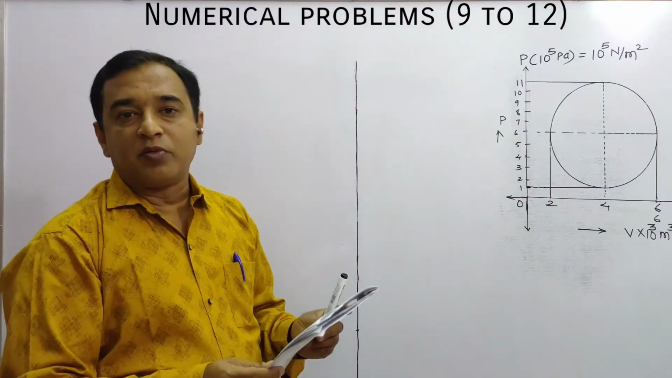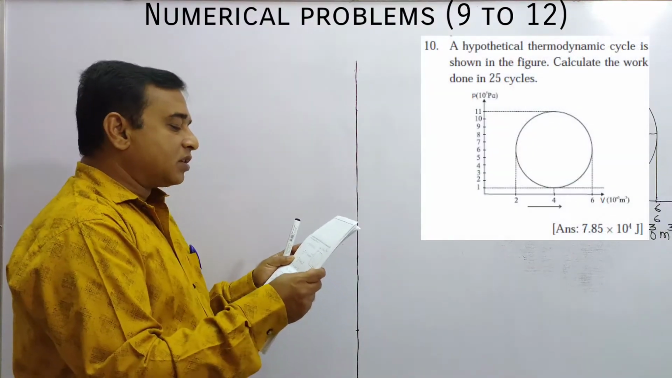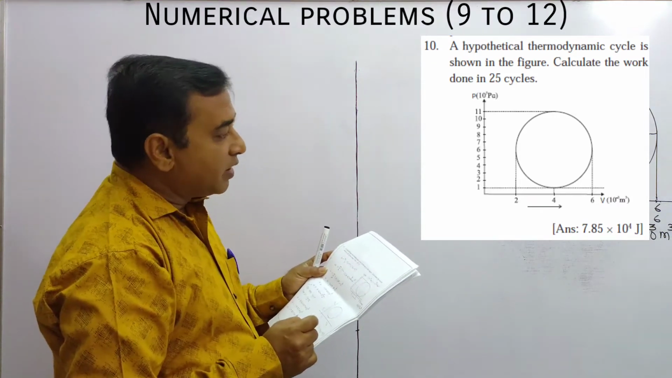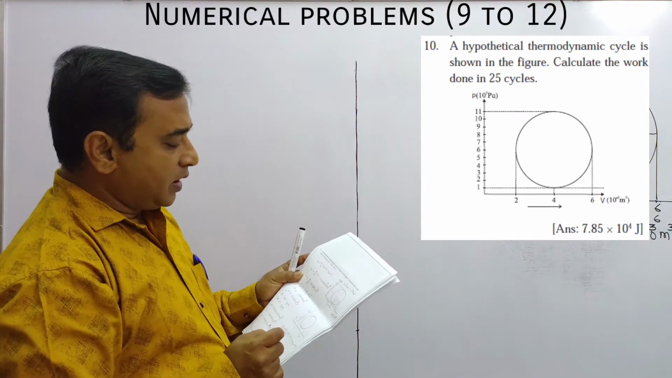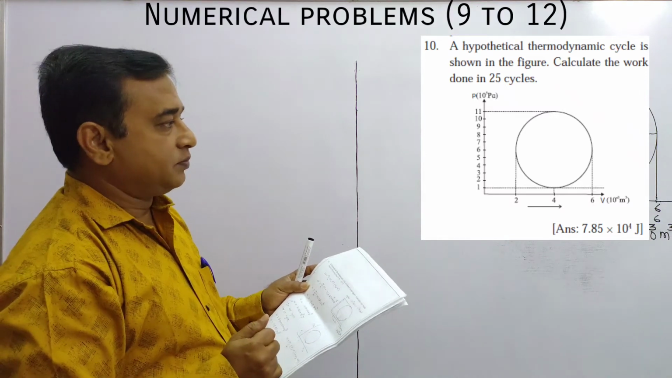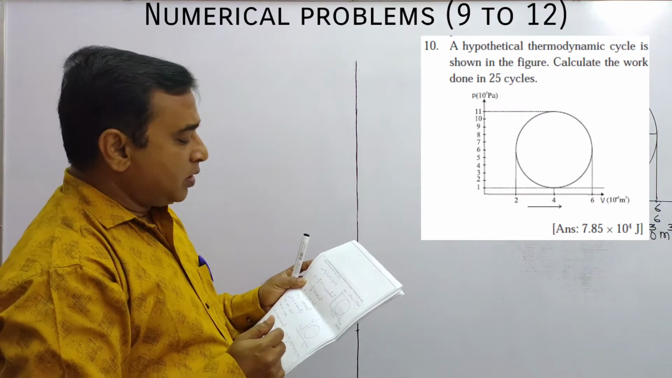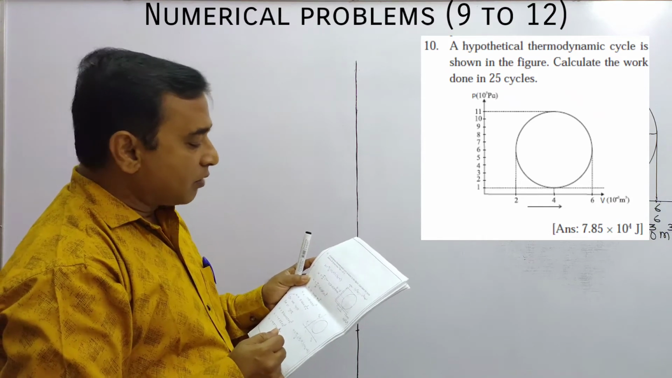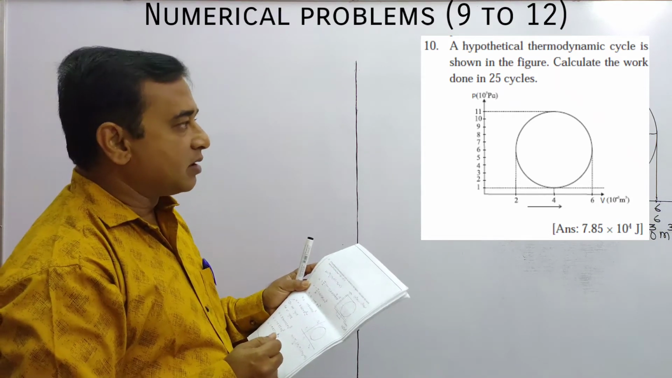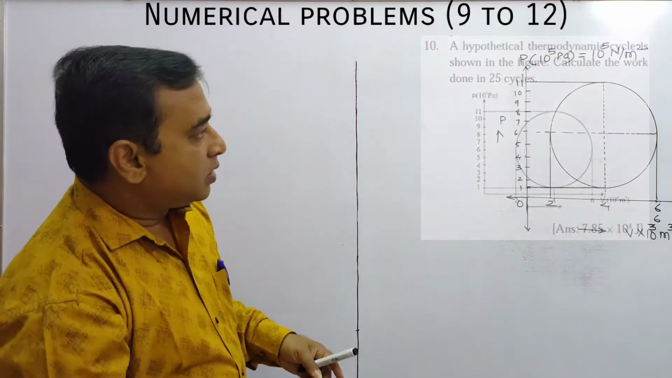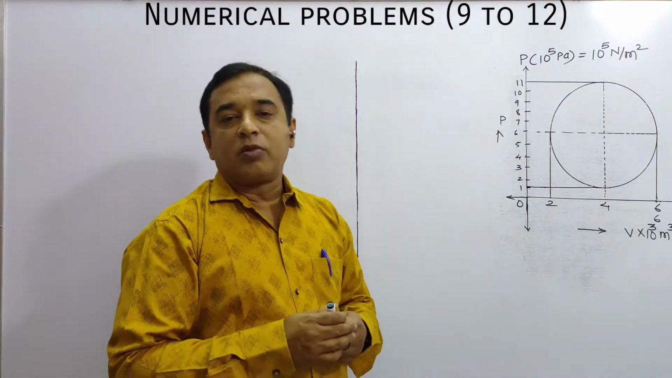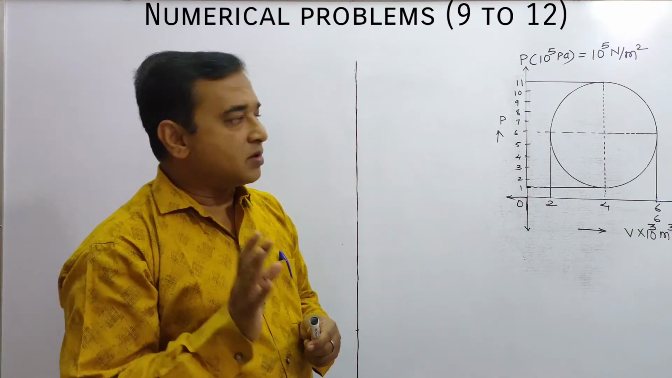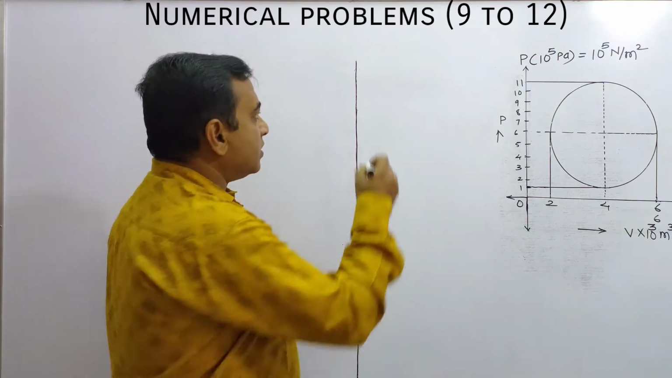Now we have the 10th problem before you. A hypothetical thermodynamic cycle is shown in the figure. Calculate the work done in 25 cycles. Hypothetical means imaginary, so I need to consider this imaginary thermodynamic cycle. This one is the 10th problem.